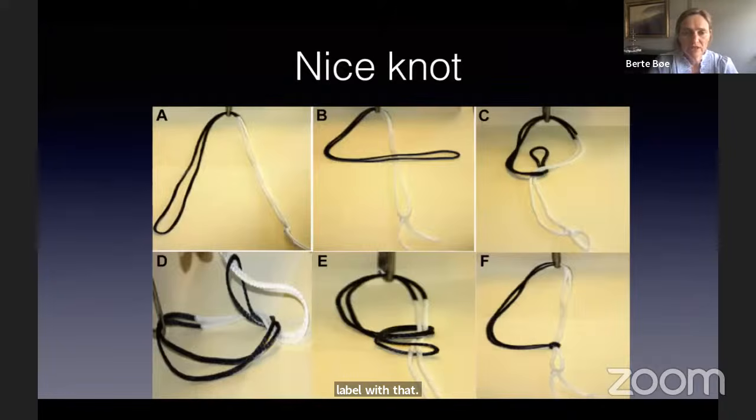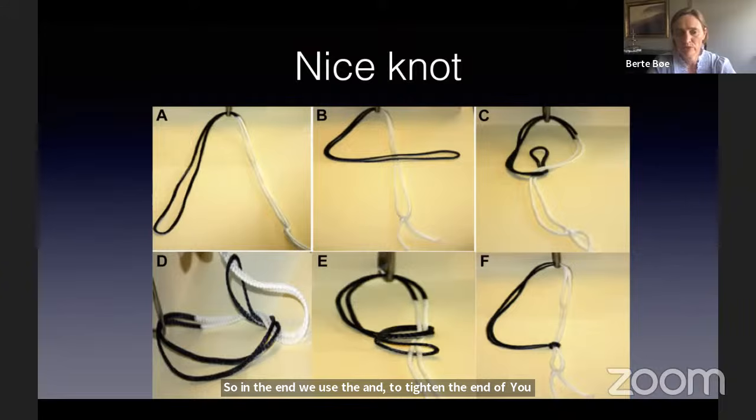So in the end, we use the NICE knot to tighten the Endobutton. You need one button anterior and one posterior, and this knot is coming posterior. It's a sliding knot, quite easy. First, a sliding knot, and then at least 3 more knots to secure the fixation.